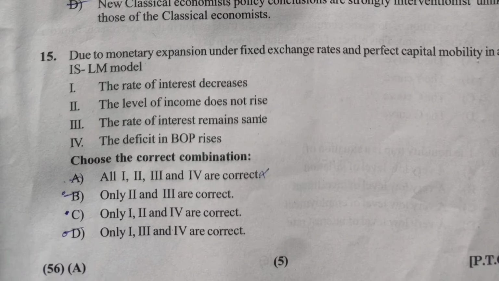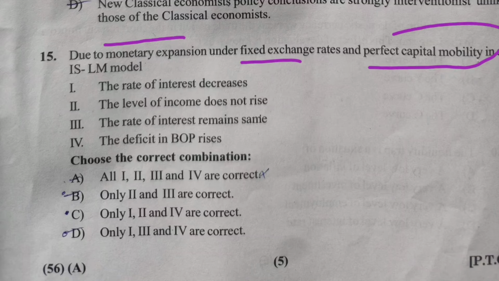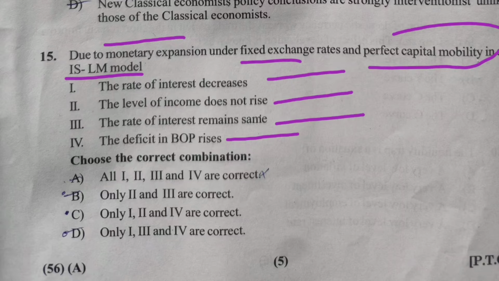Now we have question number 15. Due to monetary expansion under fixed exchange rates and perfect capital mobility in an IS-LM model, the statements are: the rate of interest decreases, the level of income does not rise, the rate of interest remains the same, and there is a deficit in the balance of payments. Okay, so let us see what exactly is meant by this.